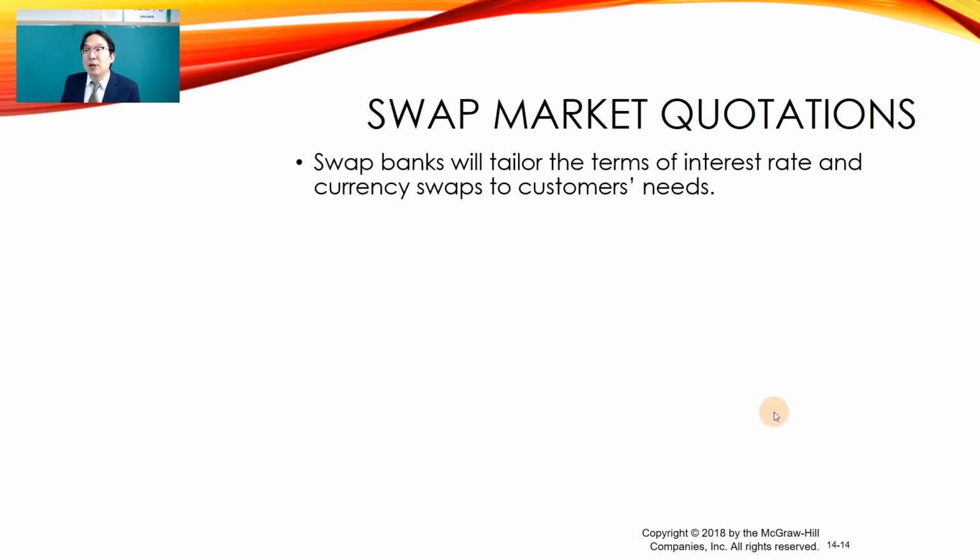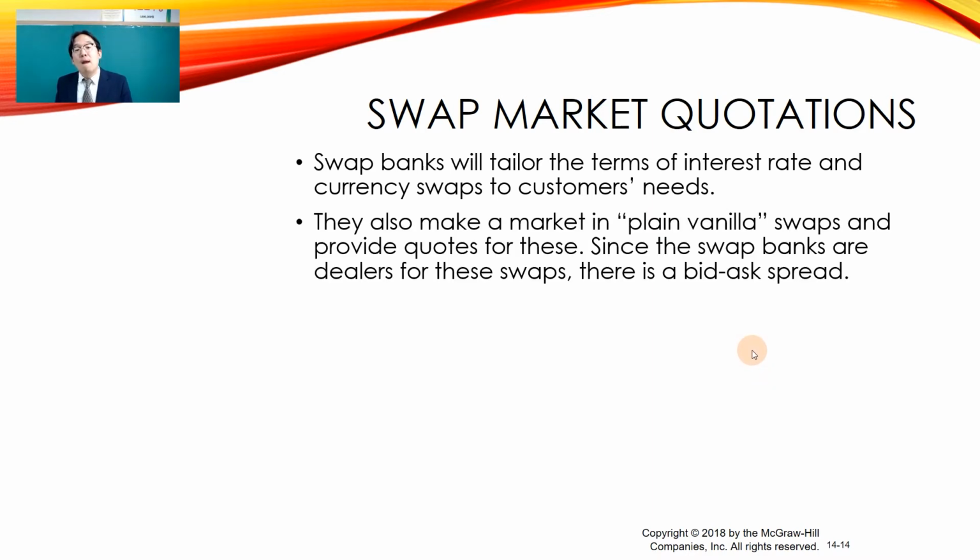And call options, 3 months, 6 months, open contracts, and put options, those things are traded in the futures exchange, like the Chicago Mercantile Exchange, CME Group, or something like that. That's standardized. But swaps are tailor-made, so we need to transact them in the over-the-counter, OTC market. They also make a market in plain vanilla swaps and provide quotes for these.